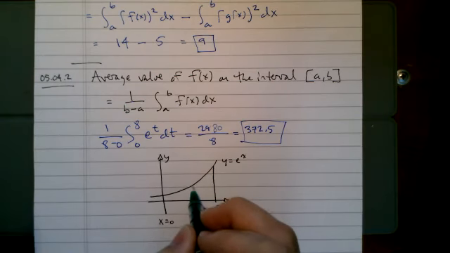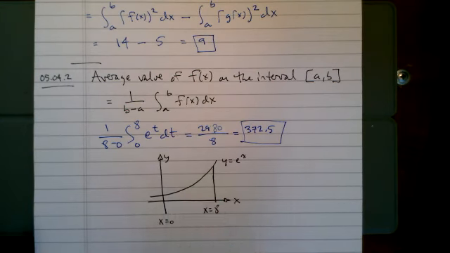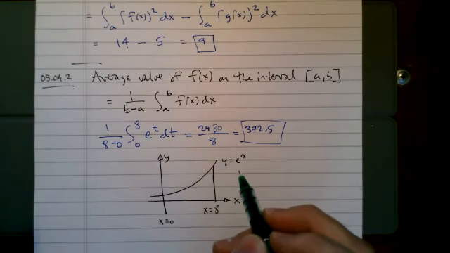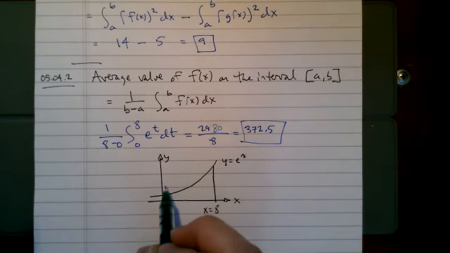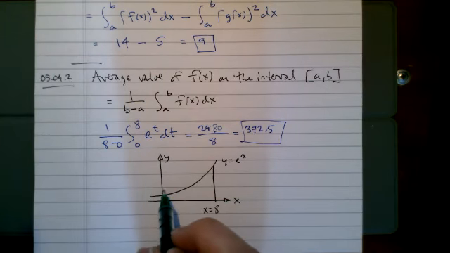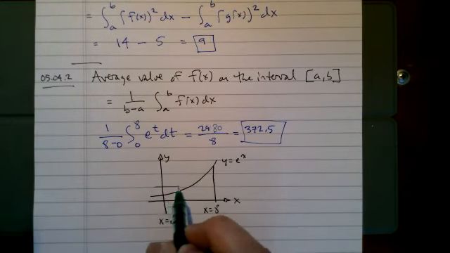So if we imagine the average value is 372.5, what is e to the 8? It's a lot. So e to the 8 is like 2980. So yeah, it's e to the x. The average value is 372.5.